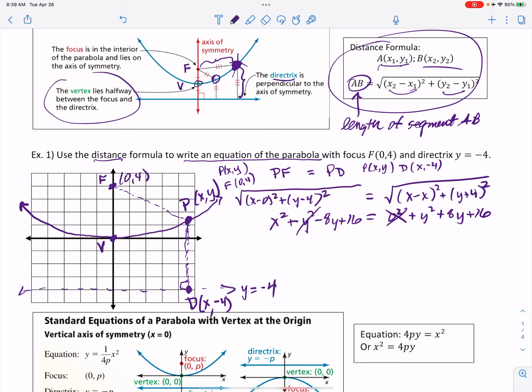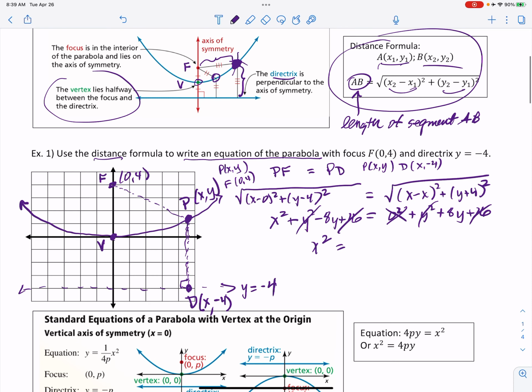If I subtract y squared on both sides, it's gone. If I subtract 16 on both sides, it's gone. So I have x squared equaling, if I add 8y to the other side, 16y. And how we are going to be writing this is we divide by 16, make it a flat fraction bar, center the x squared with that flat fraction bar, and that is the equation of this parabola.